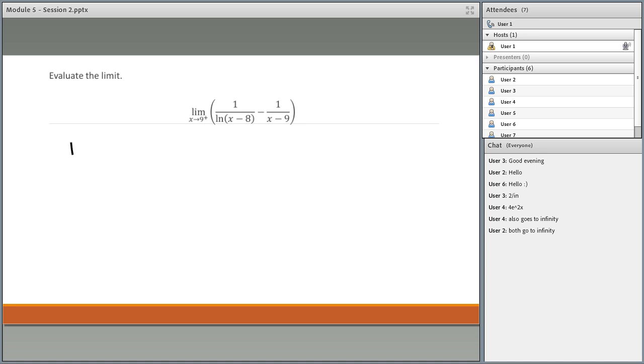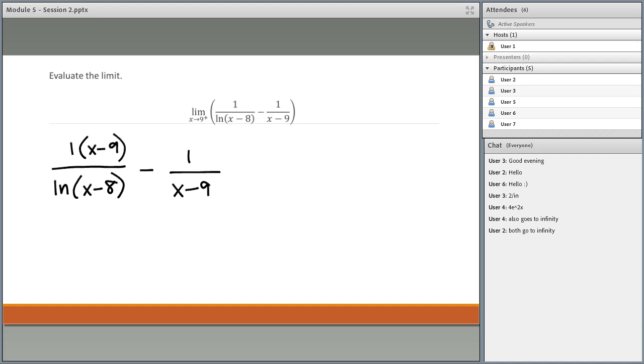So let me just ignore the limit for right now, and just focus for a minute on rewriting this. So how can I get this to be 1 fraction? Well, I can cross multiply. You can think of it that way. So I can multiply an x minus 9 over here. And I can multiply a natural log of x minus 8 over here.